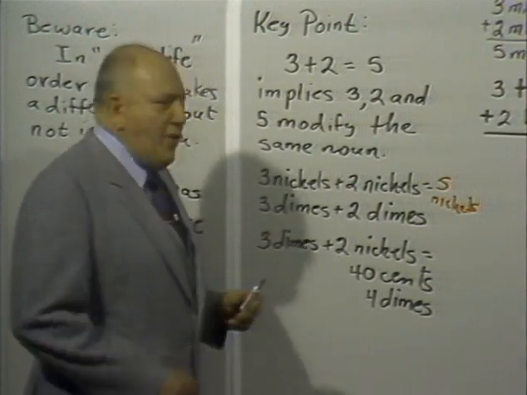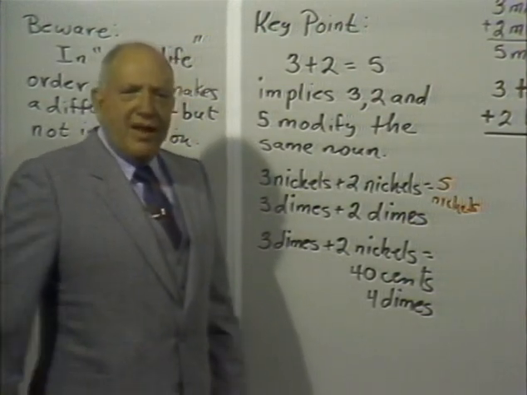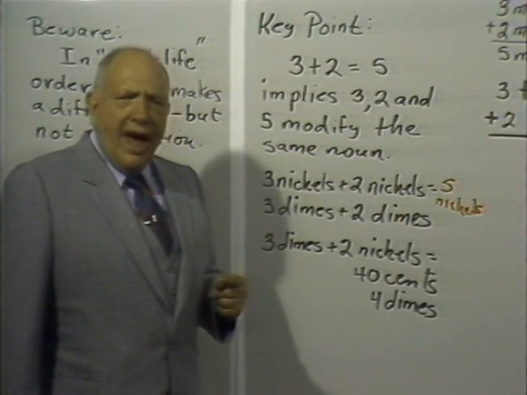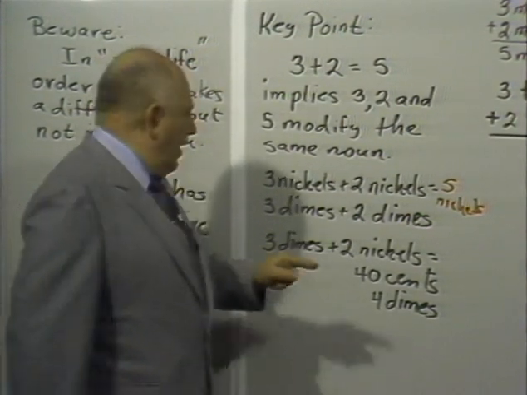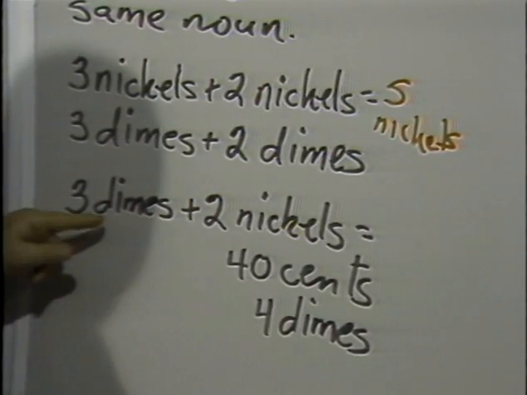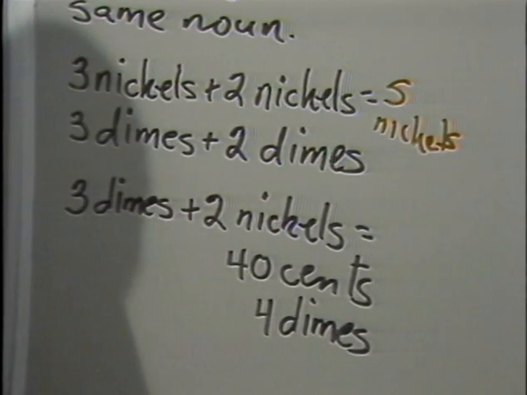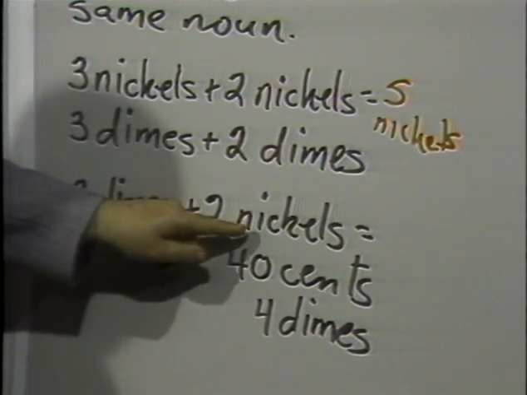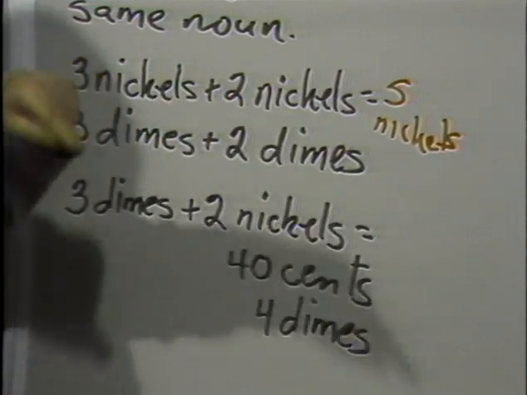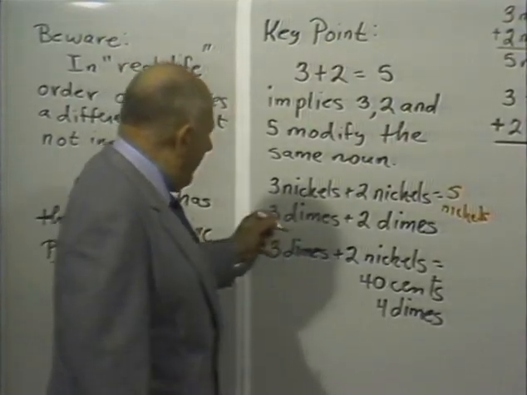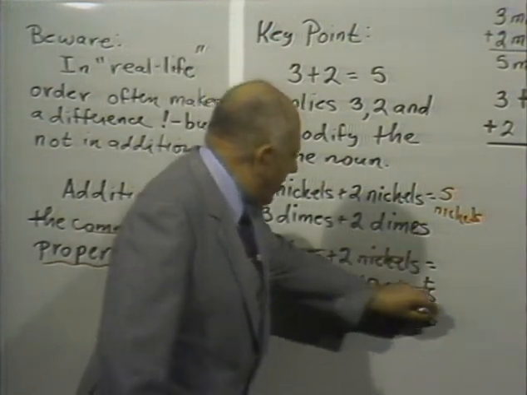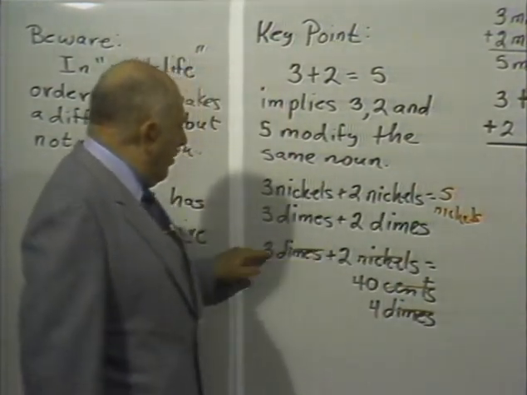Now, what happens when you have 3 dimes plus 2 nickels? You see, 3 and 2 are 5 only when 3, 2, and 5 are modifying the same noun. For example, 3 dimes are 30 cents, 2 nickels are 10 cents, so 3 dimes plus 2 nickels is 40 cents. Or you could have said, hey, isn't 2 nickels the same as a dime? And 3 dimes plus 1 dime is 4 dimes? Sure, you could have. And now watch what happens. If you were to now leave out the nouns and just leave in the adjectives, look what happens.